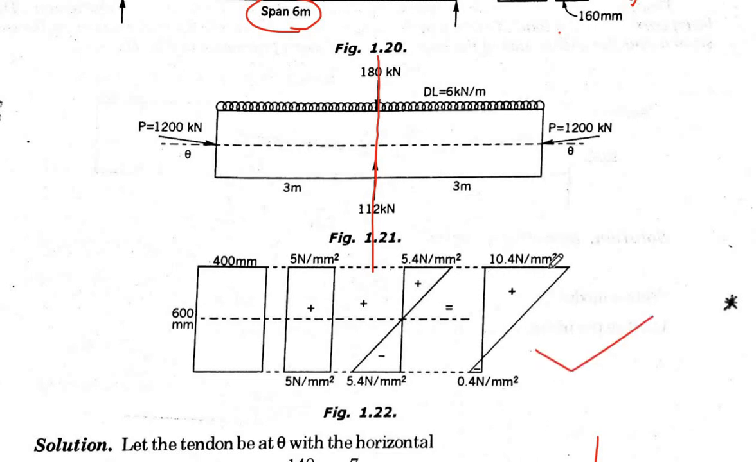The top portion of the beam is in compression with a stress of 10.4 Newton per mm square, and at the bottom we have tension. The beam is undergoing tension here of 0.4 Newton per mm square. So this was your bent tendon, how you can calculate the stresses in a bent tendon.